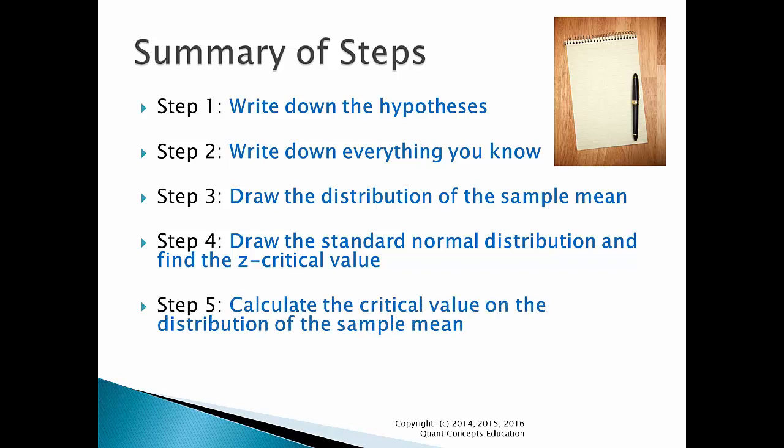Step 5. Calculate the critical value on the distribution of the sample mean. Step 6. See whether the sample mean lies in the rejection region or not, and reject or don't reject the null hypothesis. Then write down a conclusion to the question, such as Sam's bowling average is below 150 at the 5% significance level. Okay, so we're going to work through these steps systematically for the 2 remaining examples until we get the hang of it.